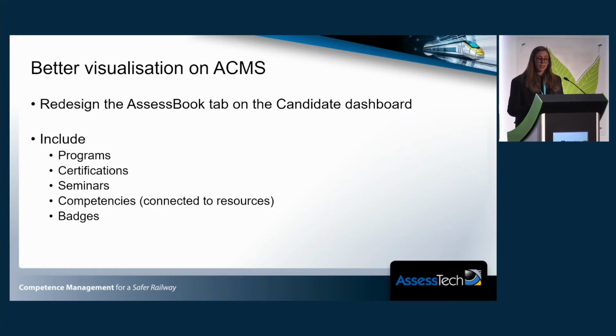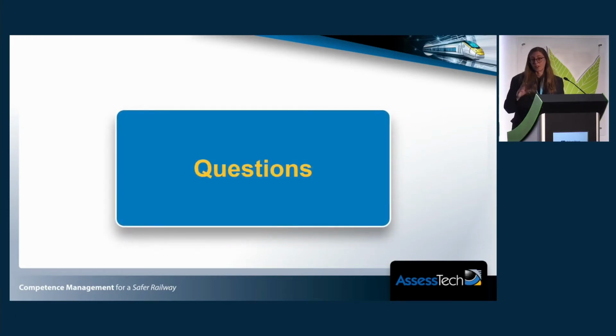And what we'd like to see is that items like programs, which are linked courses, certifications, which are renewable courses, seminars, which could be training days, competencies, which we could connect to resources, and even badges when you complete courses, all of that just in that tab as well. At the moment, it's just courses. We want a bit more content there. So that's it so far on what the plan is.